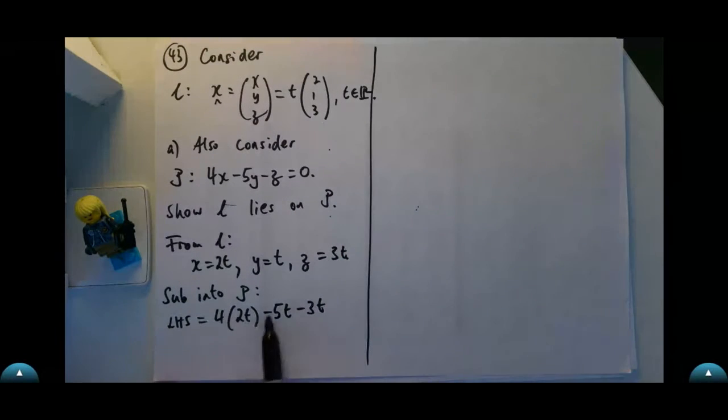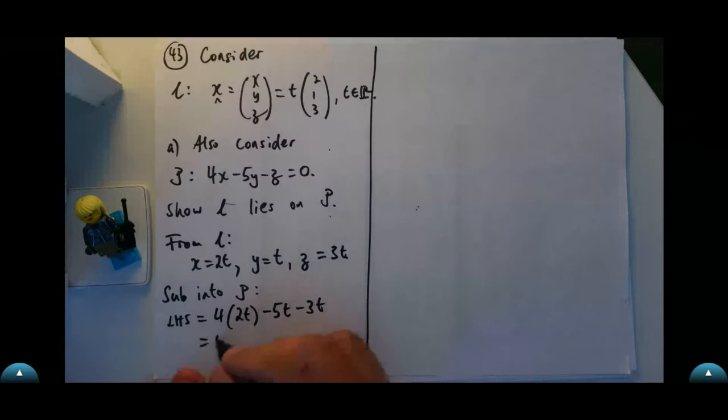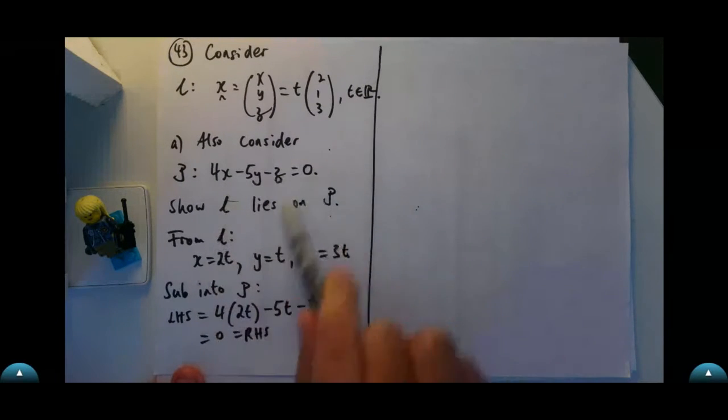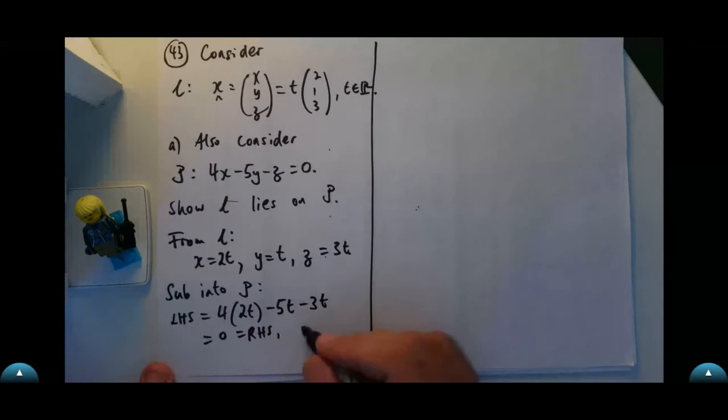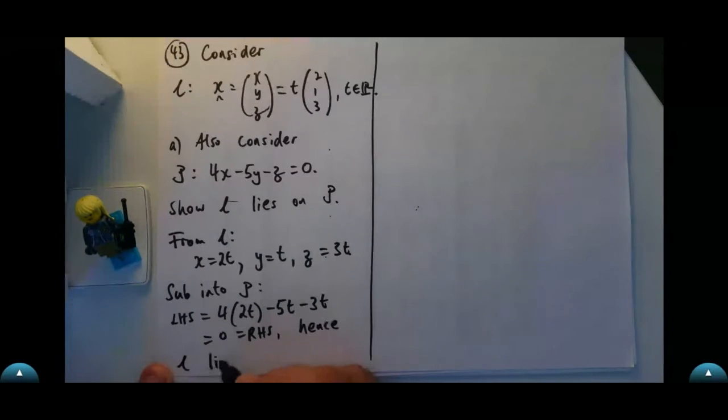So what have we got here? We've got 8t minus 8t. So the left-hand side of that is equal to the right-hand side. So what we can conclude is L lies on P.